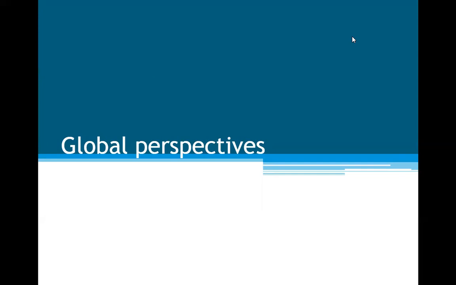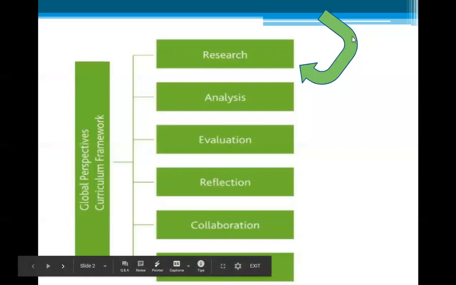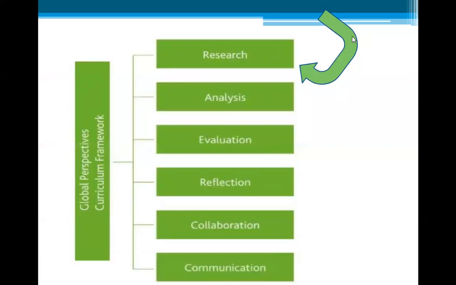But in order to make a research paper which is like a masterpiece, we need to have these six skills: research, analysis, evaluation, reflection, collaboration, and communication. First, in order to do research, we need to go through this process. We're going to start today with research.